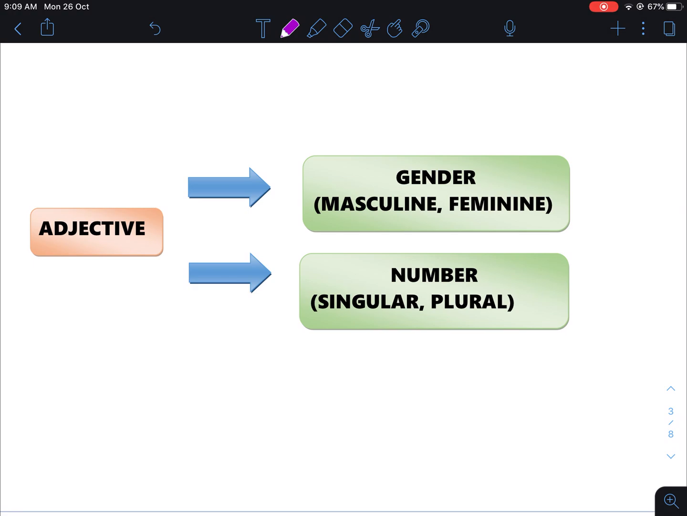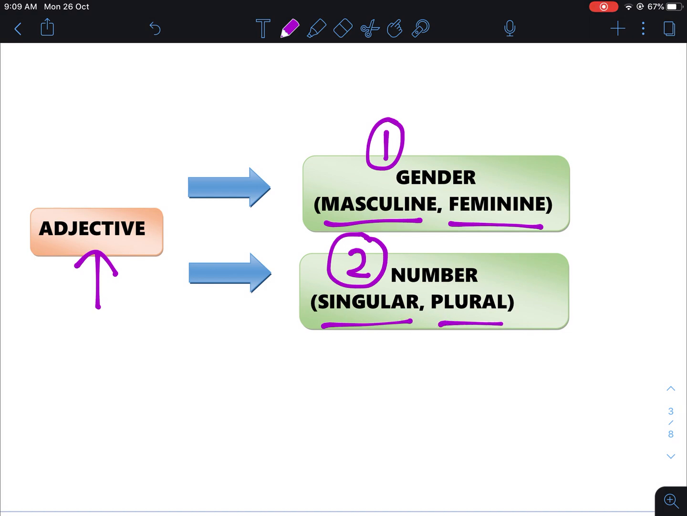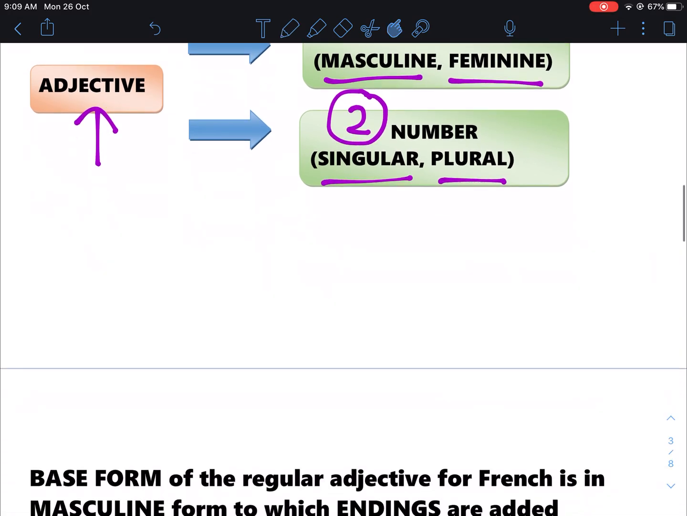Now again, the adjective in French has to agree with two things. The first one, the gender. The second one is the number. The gender in French can be masculine noun or feminine noun. Okay, all right. Now the number can be singular or plural. So adjective has to follow this, okay? Has to agree with this too. Okay, now let's move to the next one.